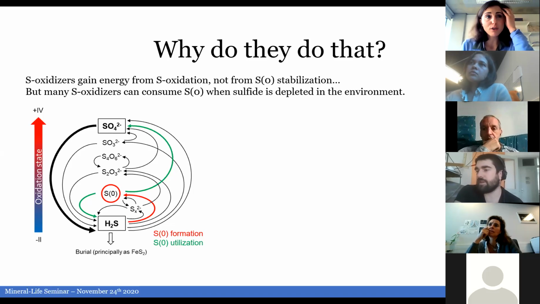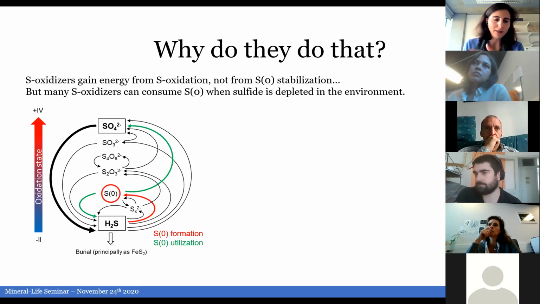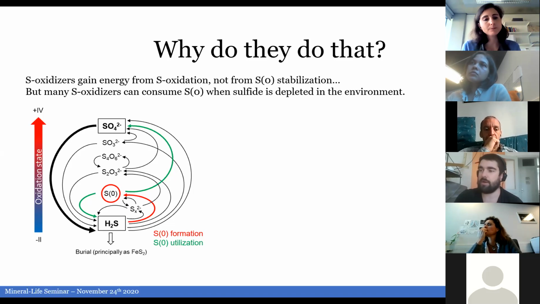Okay. But in other environments where it's much more limited in terms of total sulfur you have in the system, there could be something like this, I guess. Yeah, but thinking about if conditions change, you will be in an environment with less H2S. So this kind of cooperation could be really interesting.